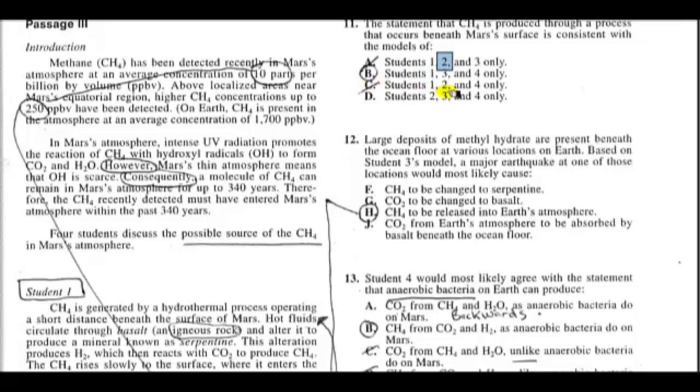And student 2 is in C. So you can go ahead and cross that one out. We are left with the only answer choice. Answer choice B is the correct answer.